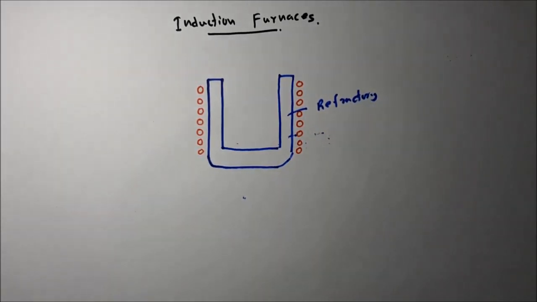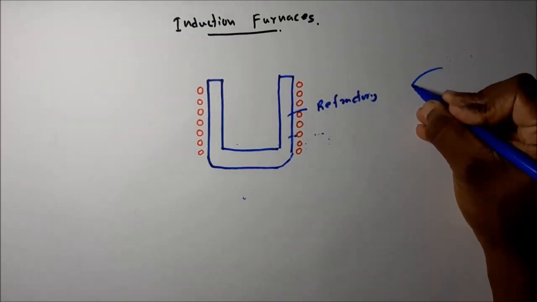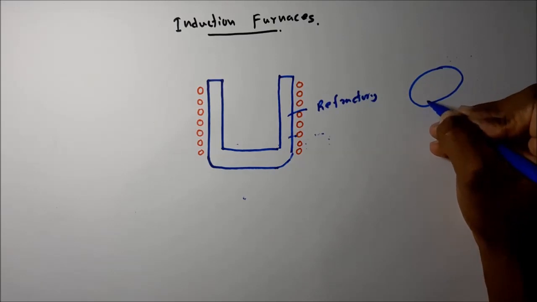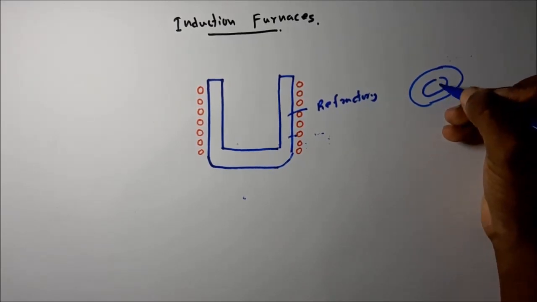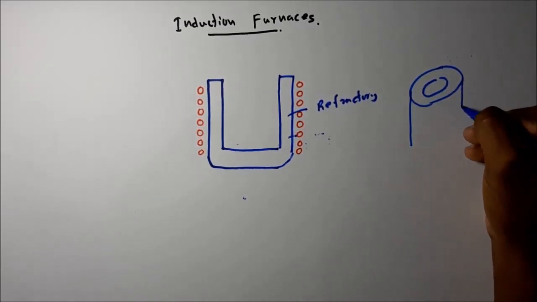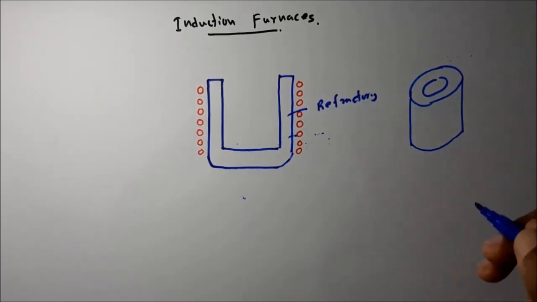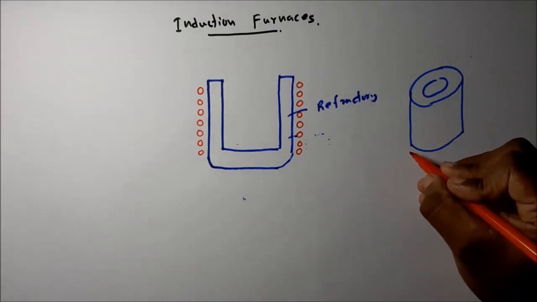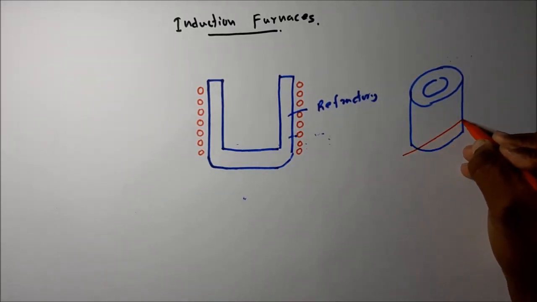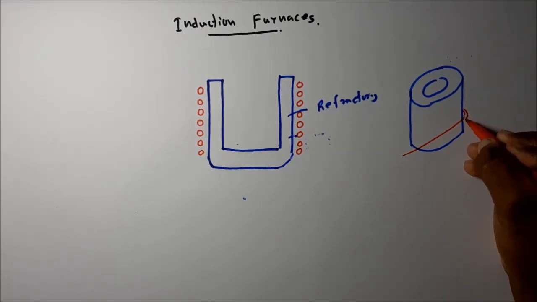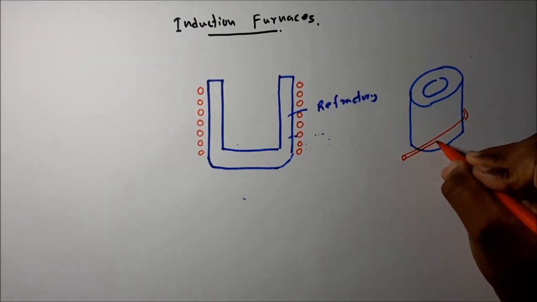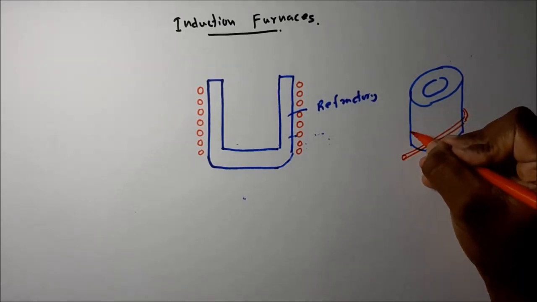If you look from the 3-dimensional view, I will just draw the 3-dimensional view also. It looks like this. This is the container. Around this, the copper coil is wound. Just an illustrative diagram.